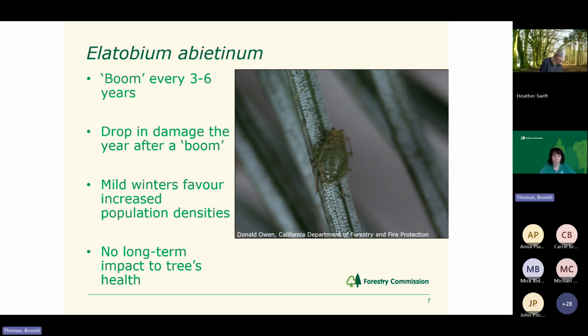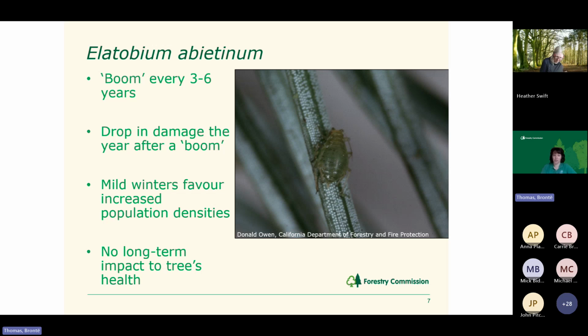So just again, a bit more about how it works. Typically you get a boom year every 3 to 6 years. And I'm happy to say that typically after a boom year, you then get a drop in the damage, and this is because of a really strong negative feedback loop with aphid populations. Where you get a really big increase in aphid populations, you then get an increase in predators and parasites that obviously feed on them.